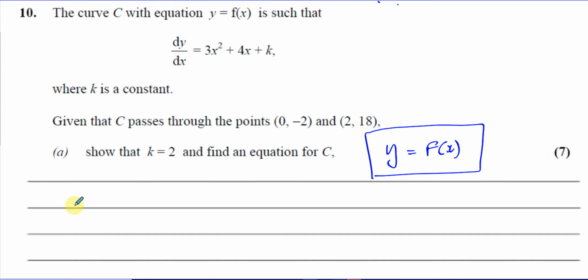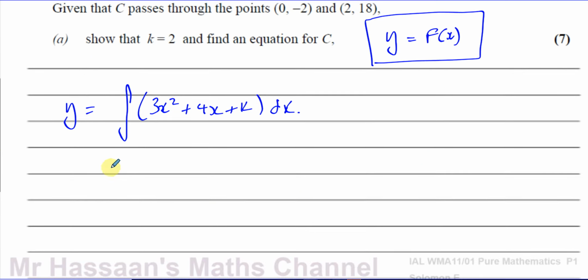So y is going to be given by the integral of the gradient function, which is 3x squared plus 4x plus k, with respect to x. Now k is a constant, right? Like a number. So when we integrate this, we add 1 to the power and divide by the new power. So 3x cubed over 3. Add 1 to the power, remember there's a power here of 1 which is not written, gives you a power of 2, divided by 2.